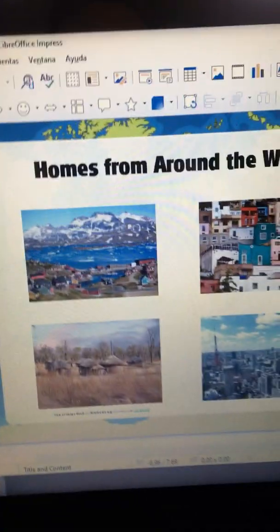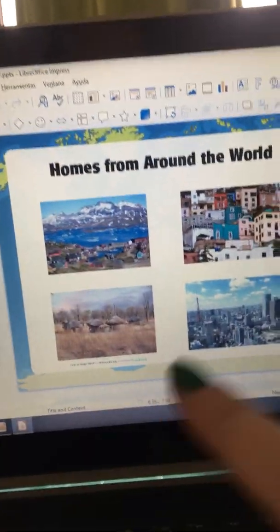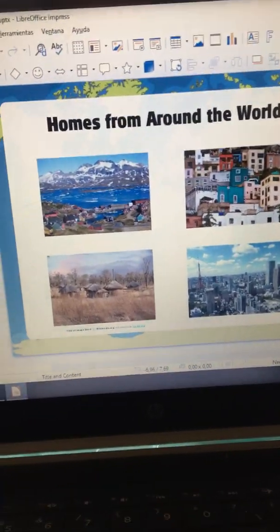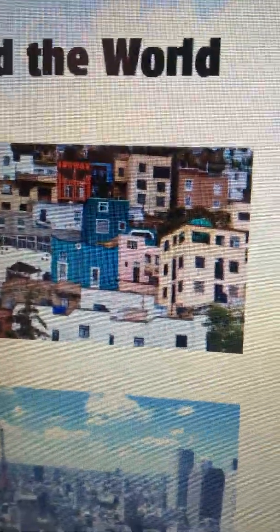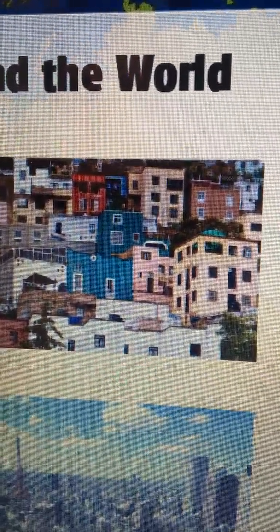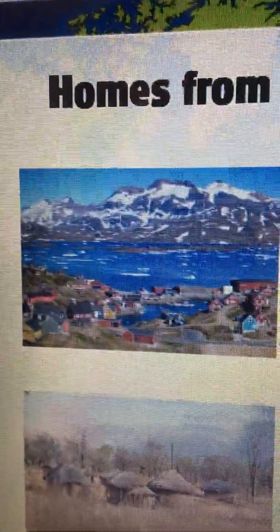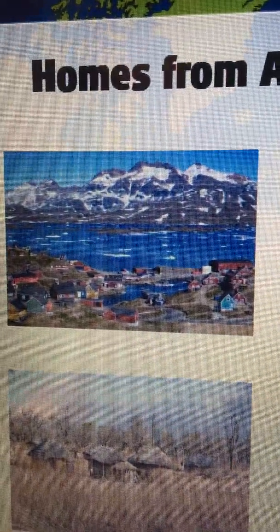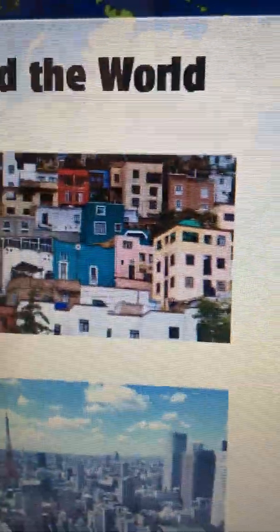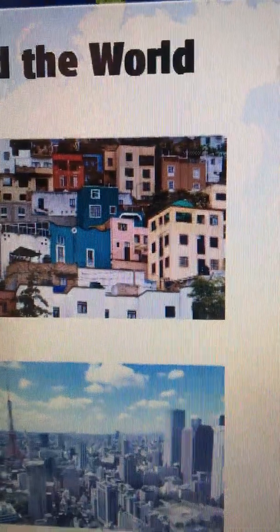So here is the PowerPoint. This is about the homes from around the world. So if you can see it here, people are living next to a mountain, next to a lake. The people live in houses, but there are also people who are living in these kind of houses. Can you see the difference? So here the people have lots of space, but here they are living really near to each other, yeah?